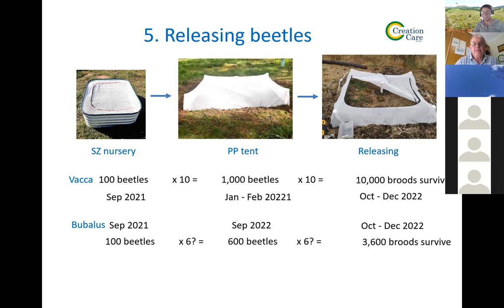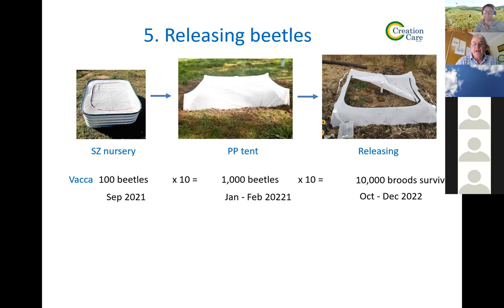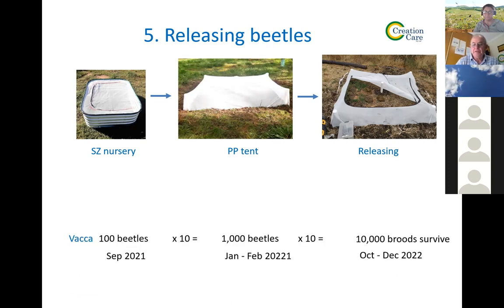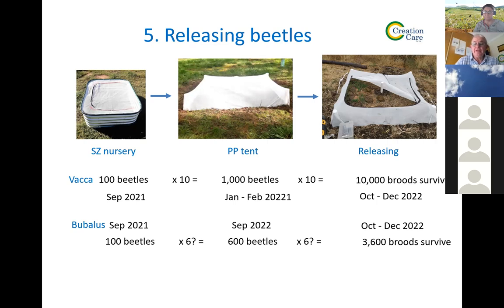So that means you have 600 beetles harvest next spring going into your PP tent. And if they produce another 6-fold increase, then by the end of the following breeding season, you've got 3,600 broods. Oops, what happened there? There's 10,000 vacca and 3,600 broods.